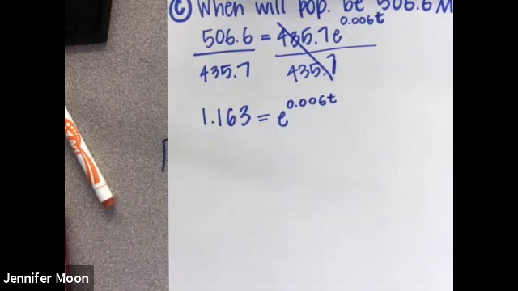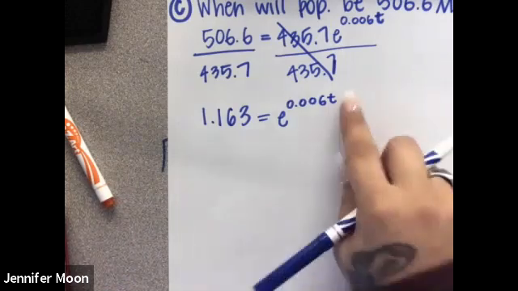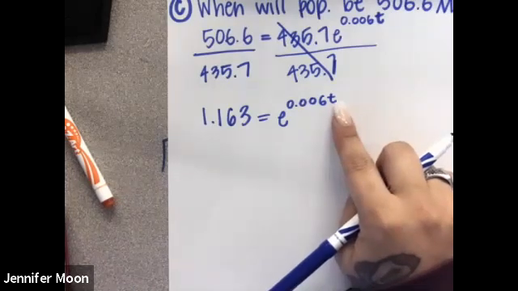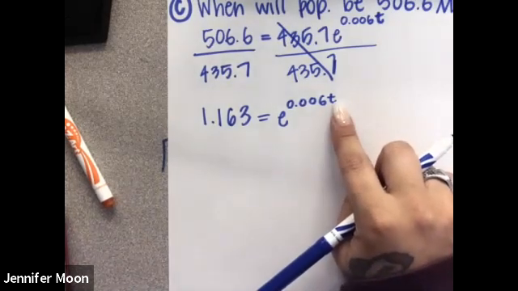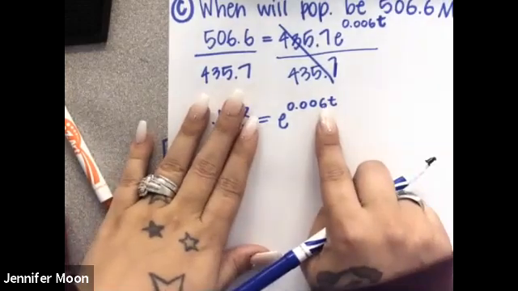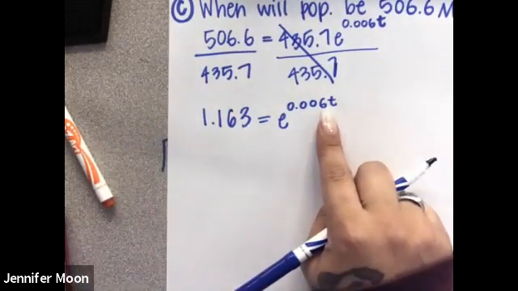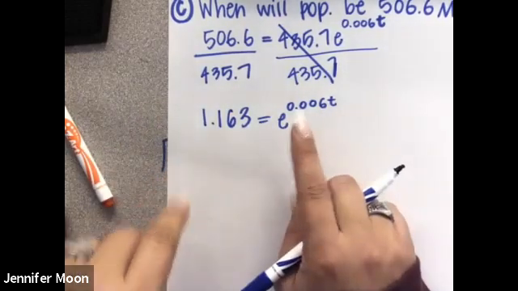The goal hasn't changed, right? I'm still trying to figure out when will the population equal what they gave me, which means I'm trying to find my time, or the amount of years past 2003. I'm trying to solve for t. Because it's in the exponent and it's in the b to the x form, this is where I use what we've been doing up until now.